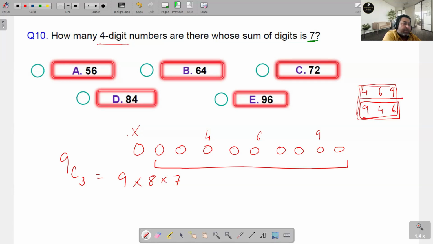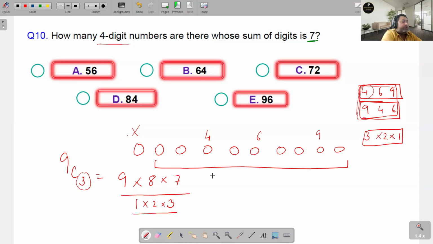So if you have 3 numbers only, the arrangement in the first place you can have 3 ways. The second place you can have 2 ways. In the third place you'll have 1 way. So you are actually counting these in 6 ways, 6 possible ways. So you have to divide this. 9 choose 3 is 9 into 8 into 7 divided by 1 into 2 into 3. So whatever is there, 3, you need to take the factorial of that. Okay. So 9, 8 into 7.